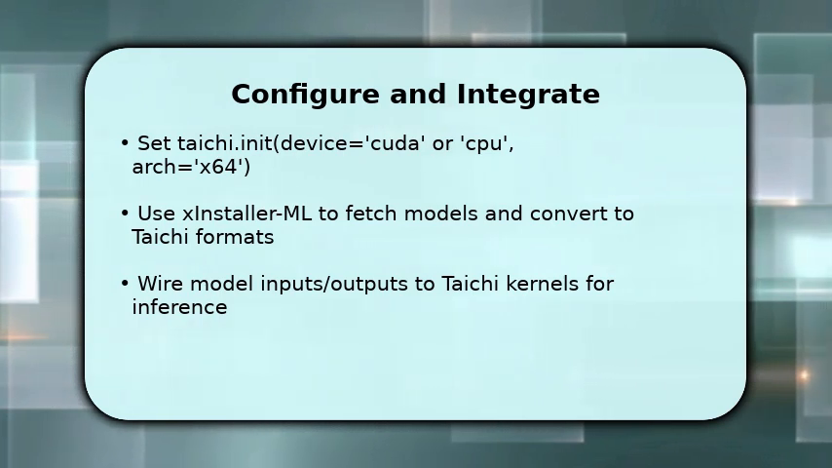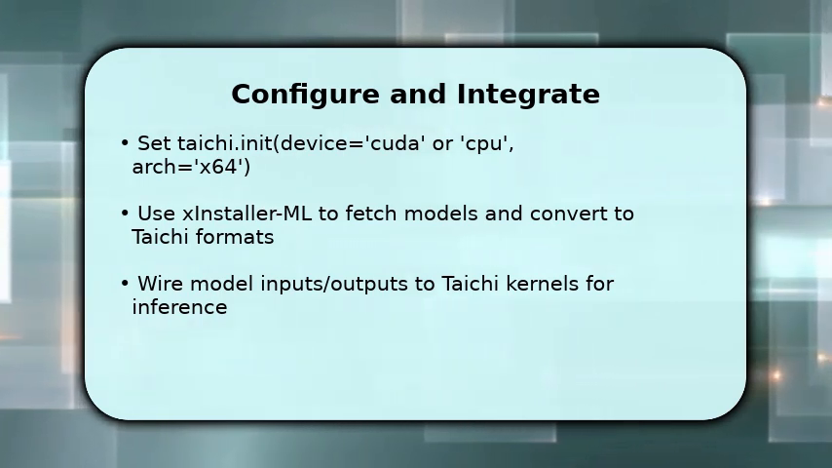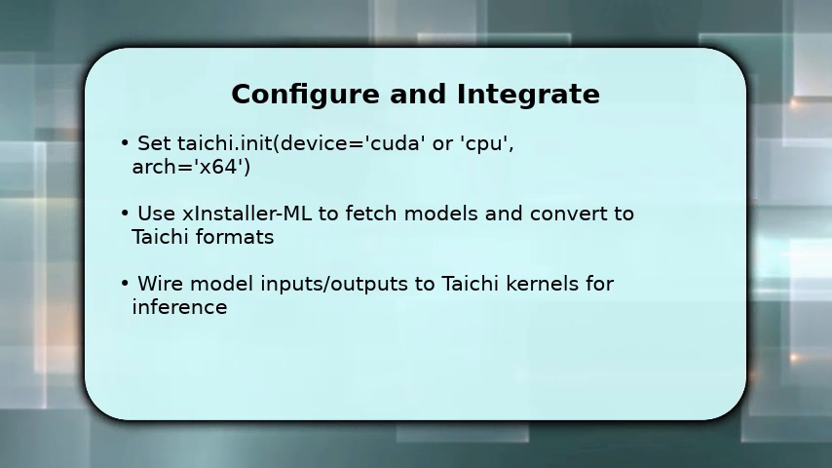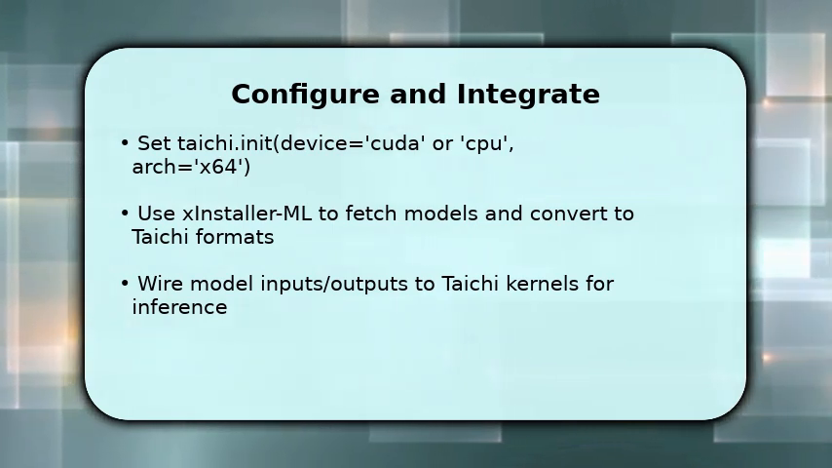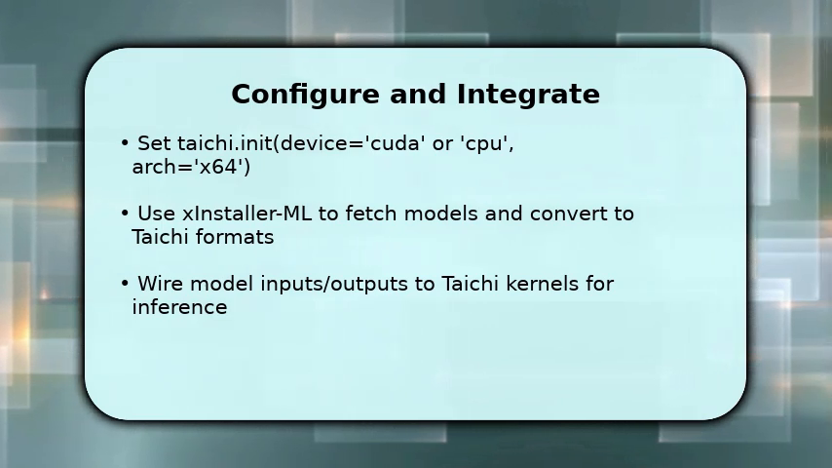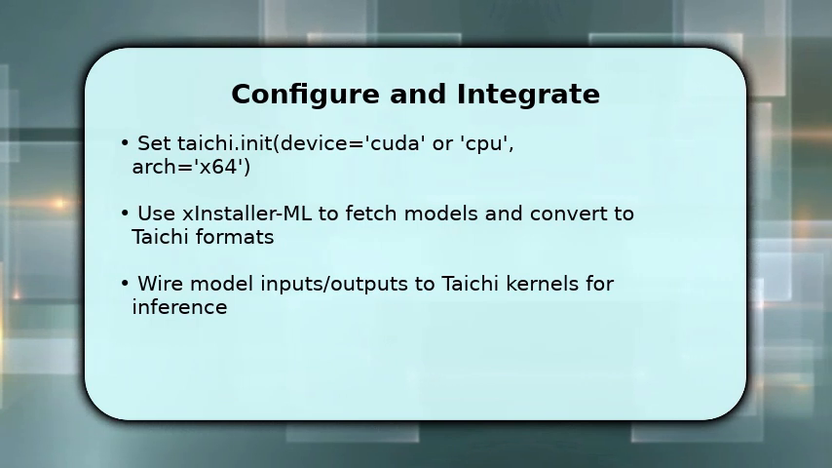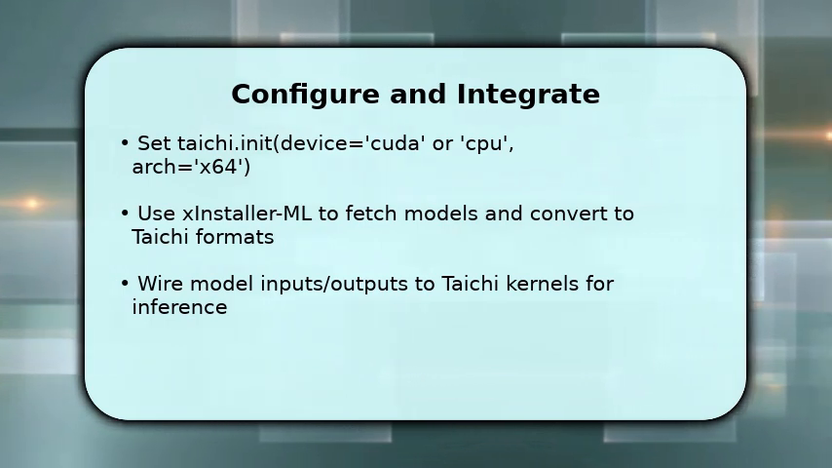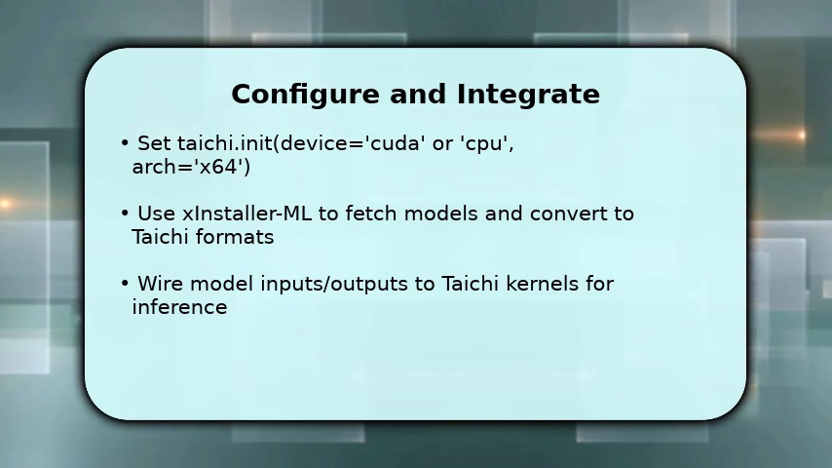hardware. Once the model is ready, map its inputs and outputs to Taichi ndarrays and write kernels that run inference steps. This reduces Python overhead and lets you exploit Taichi's parallelism. If performance lags, tweak memory layouts and kernel granularity.